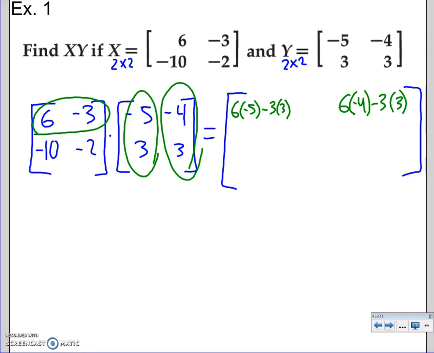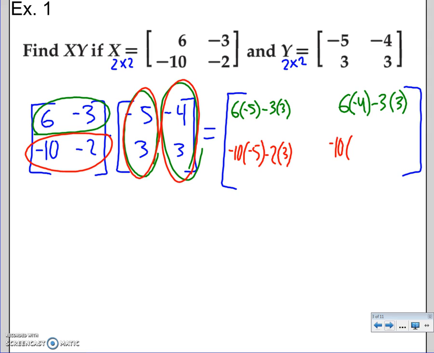Alright, now I'm going to try again for the other one. Second row times first column. So -10 times -5 minus 2 times +3. Now do the second column, same row. So -10 again times -4 minus 2 times 3. And now I just have to simplify that.